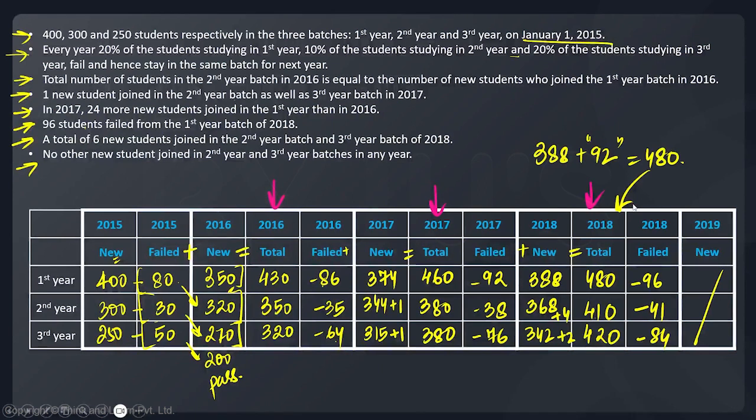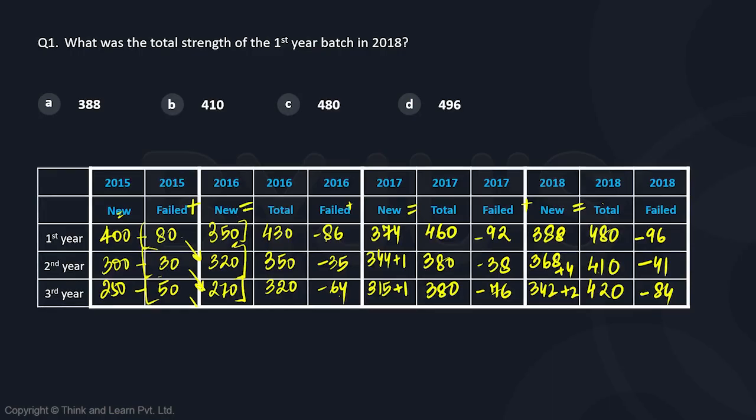Okay, now let's look at the questions. Question number 1. What was the total strength of the first year batch in 2018? 2018, the total strength of the first year batch is 480. So the answer is going to be option C.